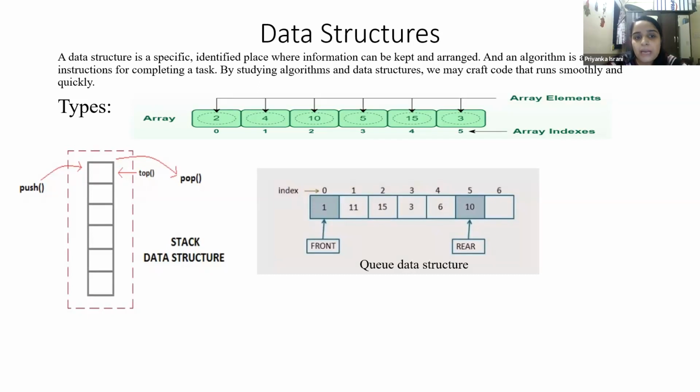Okay, so there are different types of data structures. I have just given 3 examples here. One example is an array. So this is an array. An array is stored like a list, a linear list.